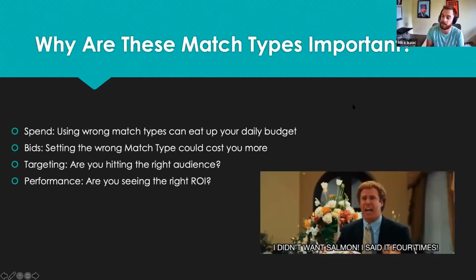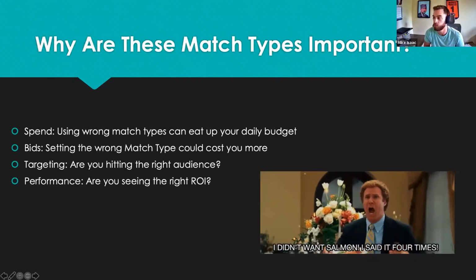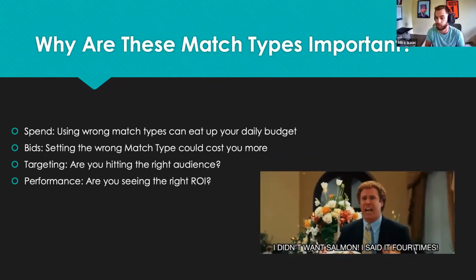So why are these match types important? There's a few different reasons why they're important. So one comes down to spend.